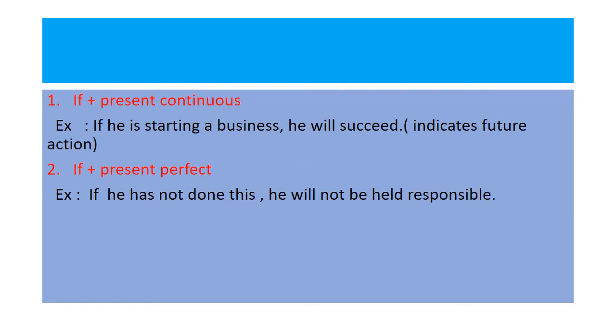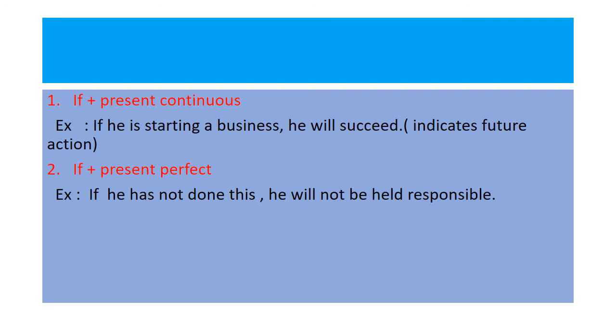Students, in our previous slide, we saw some variation in the structure of the main clause. Now, I have some examples where you see variation in the structure of the if clause. The tense of the if clause is not always present indefinite tense. In some cases, it may be in present continuous tense or in present perfect tense. Let's have a look. In the first example, if plus present continuous: if he is starting a business, he will succeed.